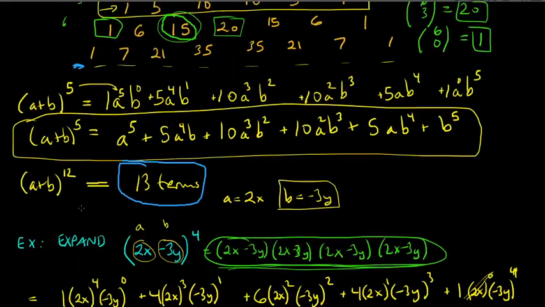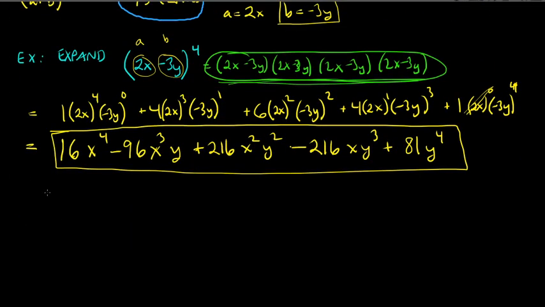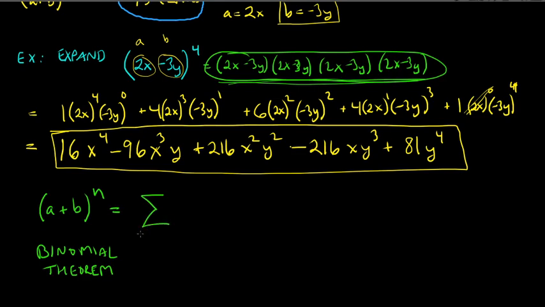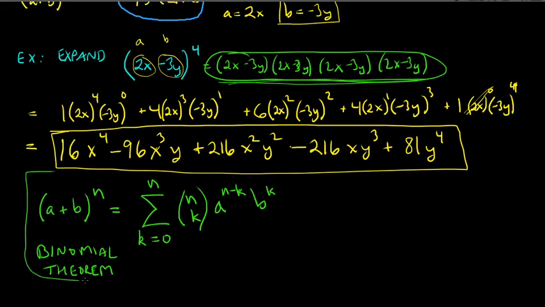So by doing that, you can write (a plus b) to the n in combinations. This is what's usually stated as the binomial theorem. And since that's the title of the section, I guess we should show you what it is. So it's going to be the sum, let's say, k going from 0 to n, of n choose k times a to the n minus k times b to the k. So that is the binomial theorem.